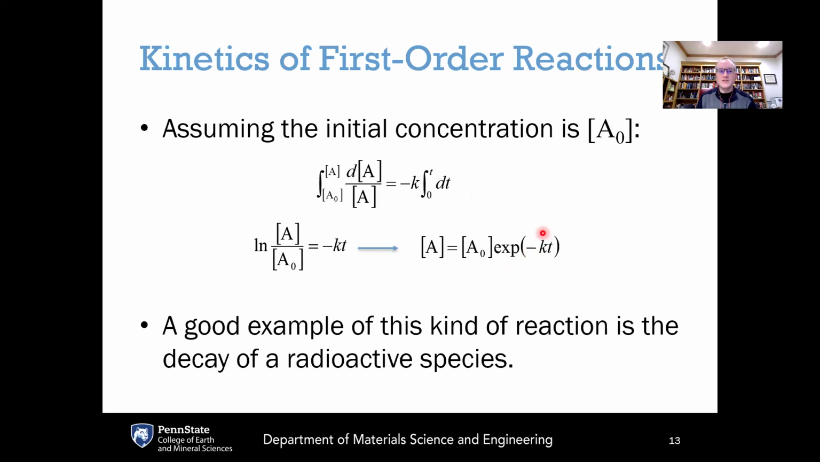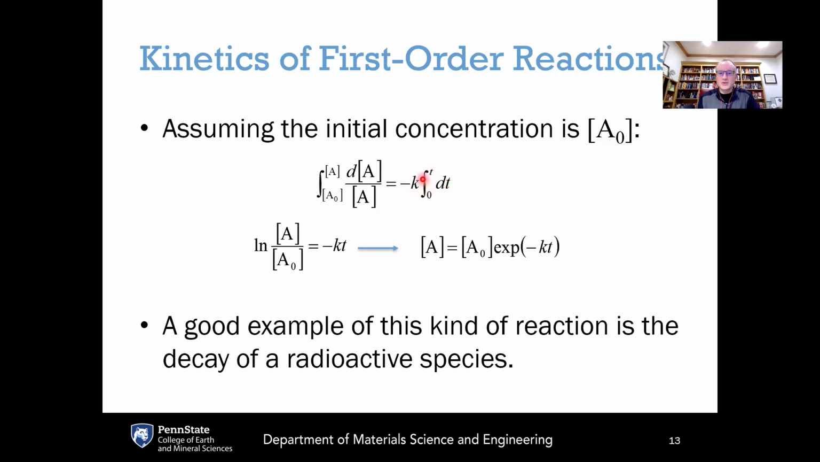Now, how do we solve this? If we consider that the initial concentration of A is A0, then what we need to do is integrate both sides of the differential equation. So we've divided both sides here by the concentration of A. So on the left-hand side, we've got dA over A. And on the right-hand side, it's minus K dt, where we've divided both sides by the concentration of A and multiplied both sides by dt. Now we've got the differential with respect to A on the left, the differential with respect to t on the right, and we need to integrate both sides of those equations.